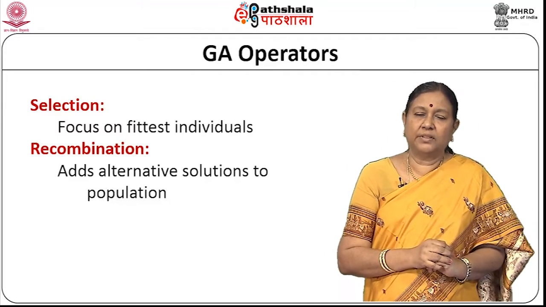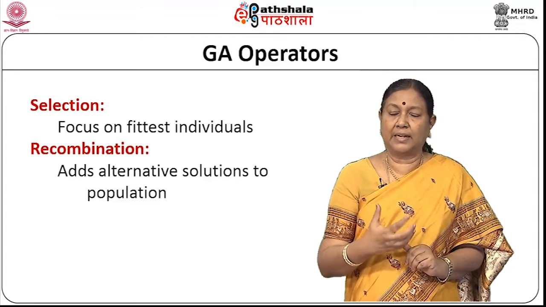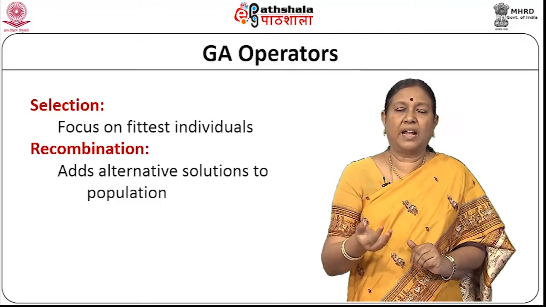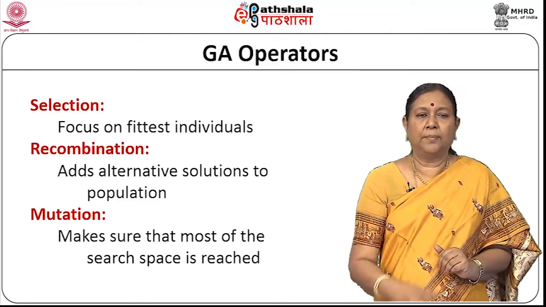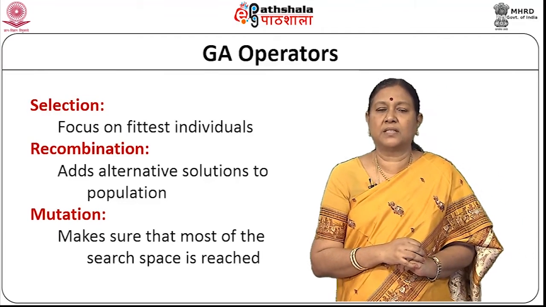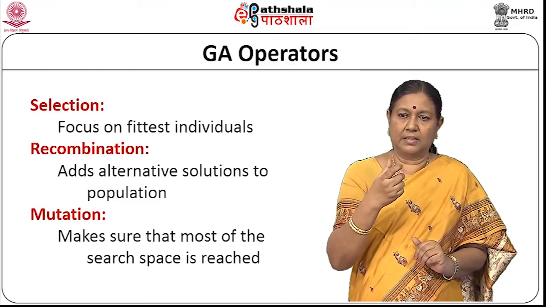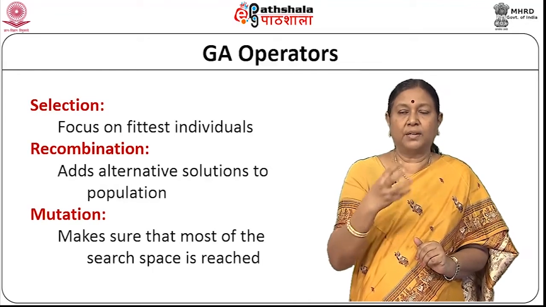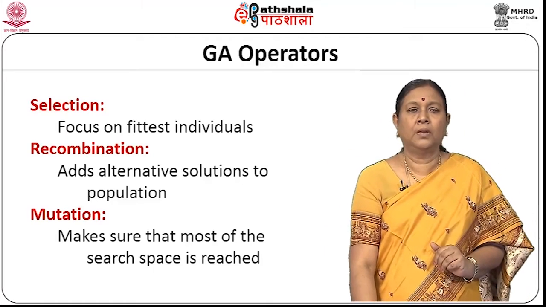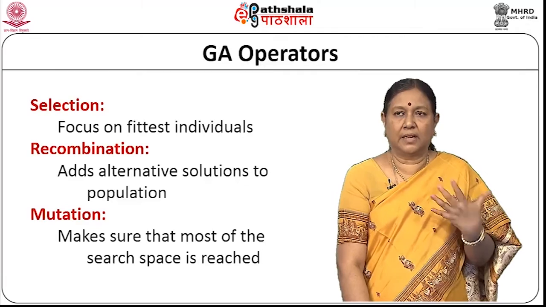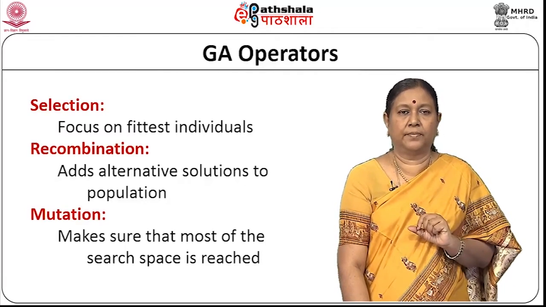Then recombination: you do not want to use the same pair to create the same type of child. You want to create a child that is different from the parents. So you have an alternative solution in the population; that is what you do through recombination. And with mutation, you make sure that most of the search space is reached, that the child is slightly different from both parents. You are trying to go a little away from the parents' region, so that most of the search space is covered, not only the space covering the parents.